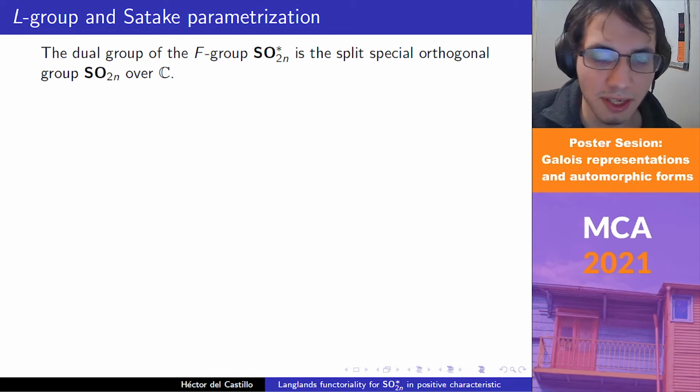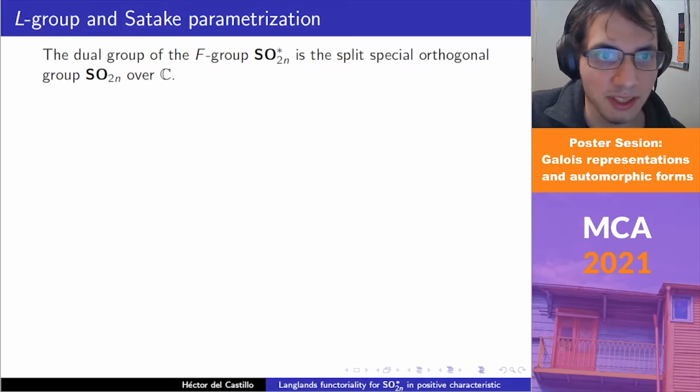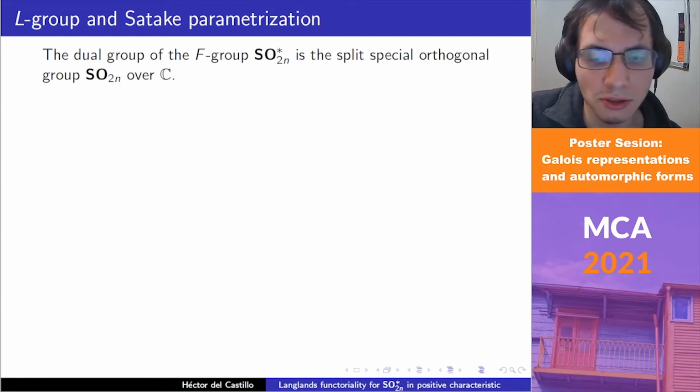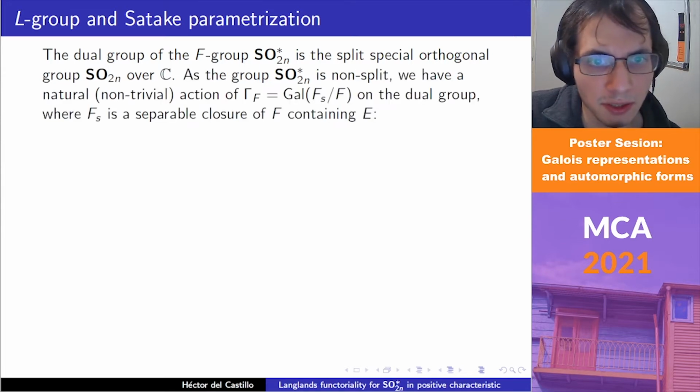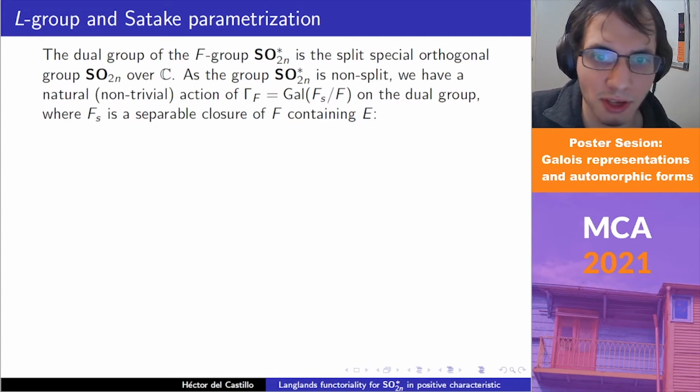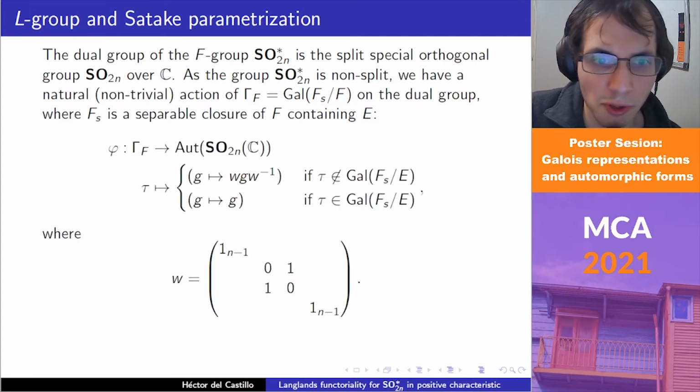Now we start with the second ingredient for the functoriality, the L group and the Satake parametrization. First, we start with the dual group. The dual group of the F group SO2n star is the split special orthogonal group SO2n over the complex numbers C. This group is defined from some combinatorial data of SO2n star. Now, as the group SO2n star is non-split, we have a natural non-trivial action of the Galois group, given in the following way.